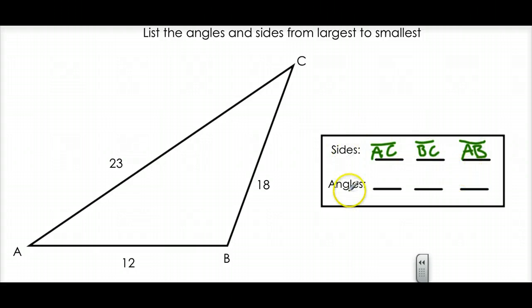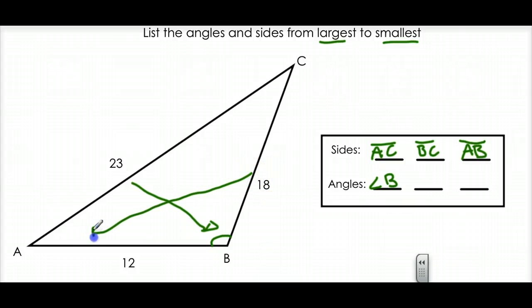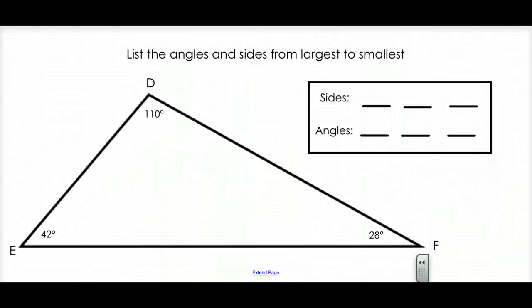Okay, so now I want to put the angles from largest to smallest. So opposite 23, or side AC, we draw a line across, is angle B. So angle B is our largest angle, and it even looks like the largest angle in here. Opposite our second largest side, BC, let's draw a line, is angle A. And opposite our smallest side, which is 12, is all the way up here, angle C. Done.